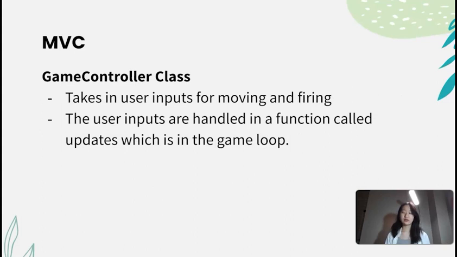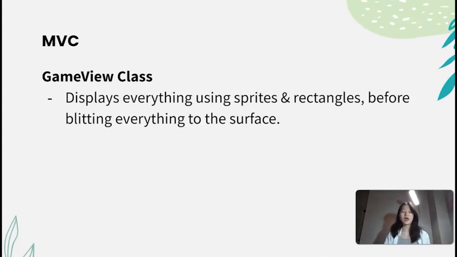Aside from keeping track of the state of the game, we also have the game controller class, which takes in user input for moving and firing. For example, if player 1 presses W, then the tank should move forward. All of these inputs are handled in a function called update, which is in the game loop, which I'll talk about a little later. And then finally, we have the view part of our MVC, which displays everything using sprites and rectangles, and then blits everything to the screen.